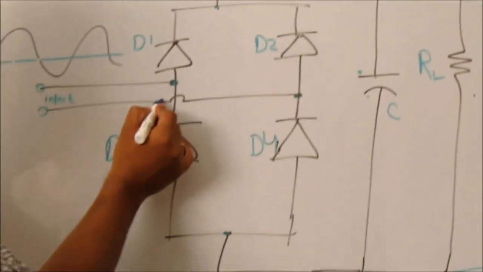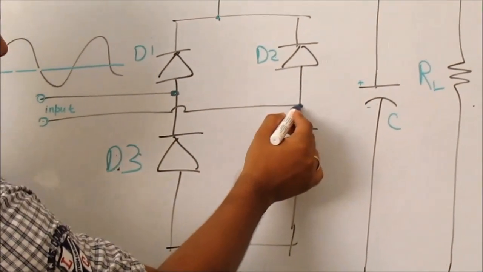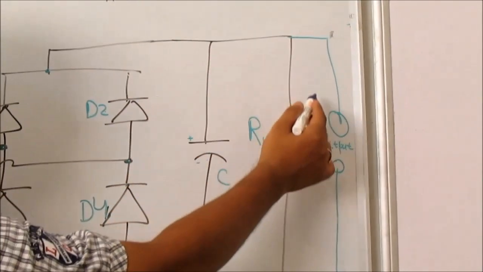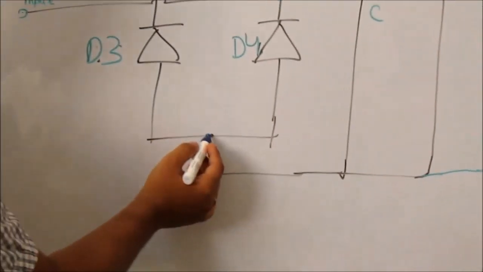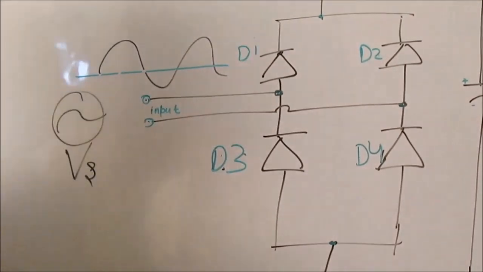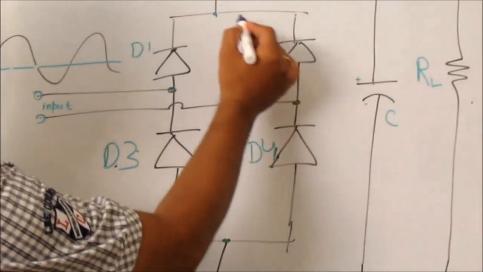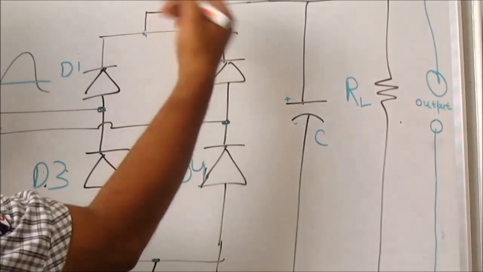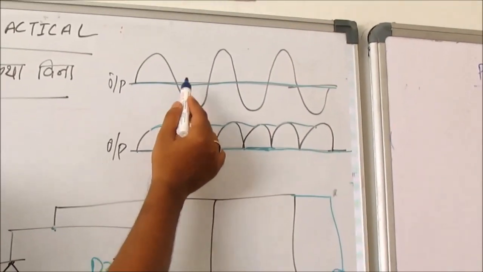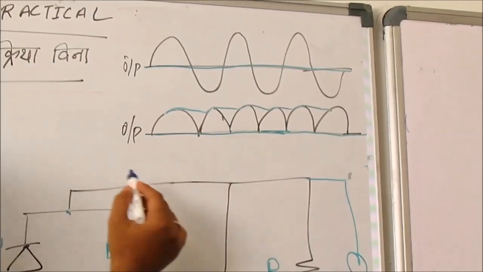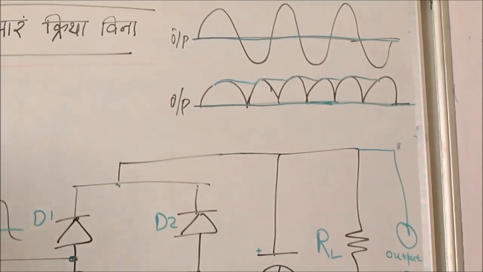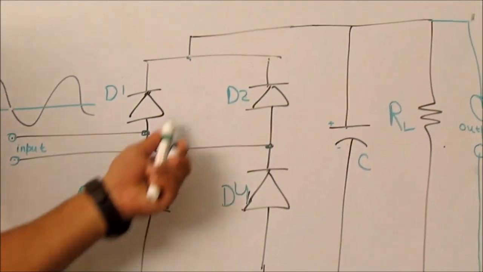This point is at higher potential, so D2 will conduct, then current will go from here to RL, then come back here, go to D3, and then come back to the input again. So again we see a positive waveform. During the negative cycle, we are getting a positive cycle at these 2 points. So this is the function of these 4 diodes.